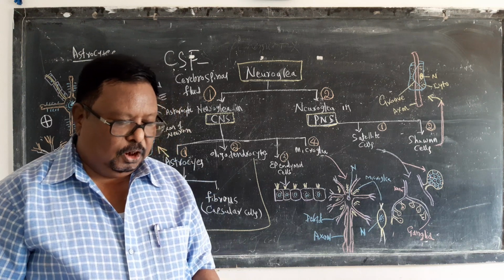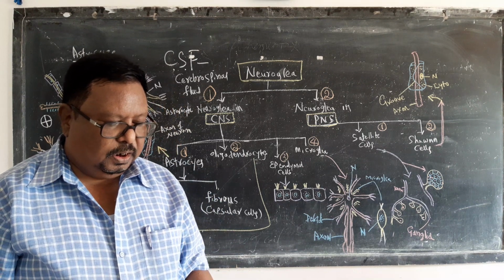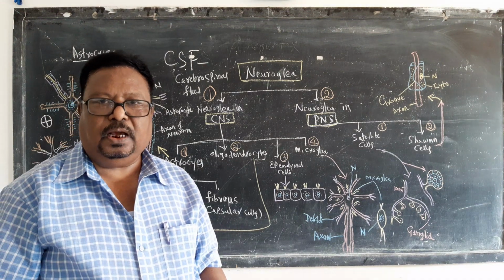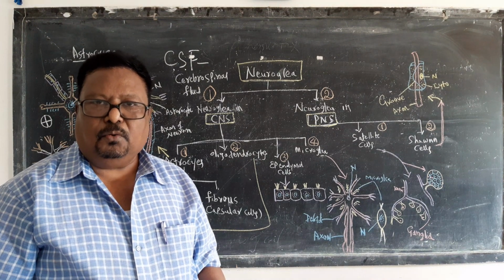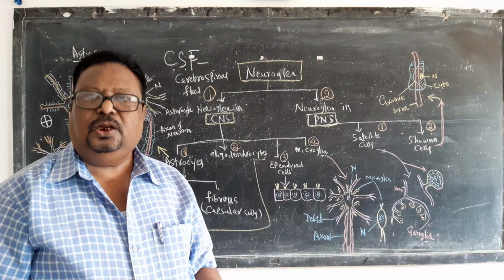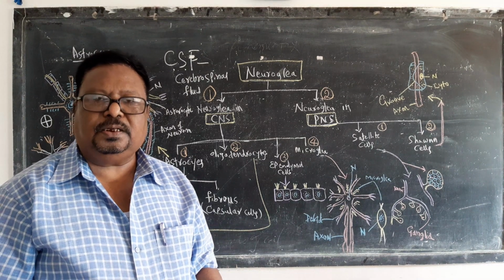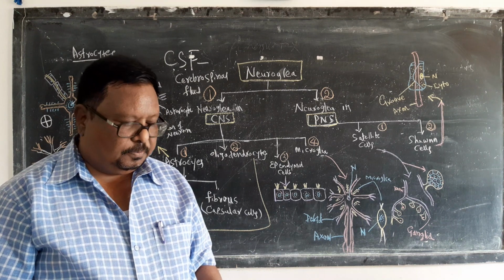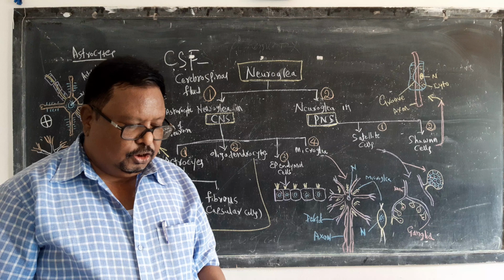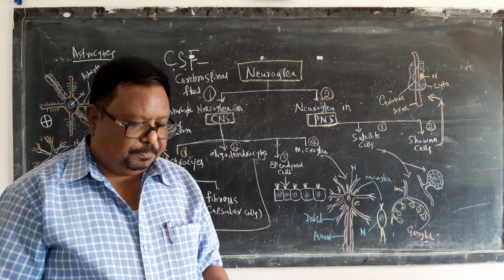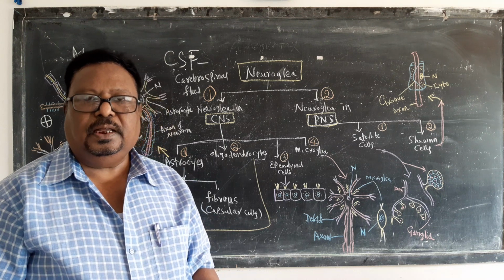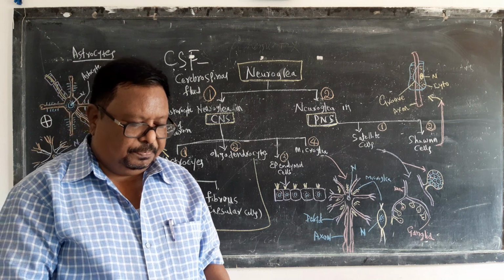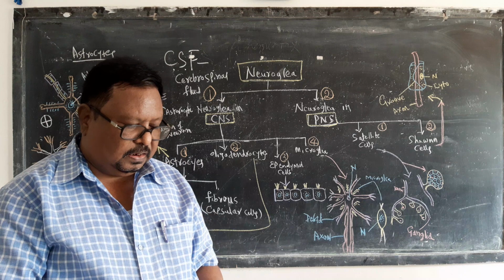It provides nutrients to neurons including oxygen. See, they are very important. Neuroglia provide oxygen and nutrients, food materials to the neurons. They nourish the neurons. They destroy pathogens by phagocytic actions. They destroy the pathogens entering the nervous system.